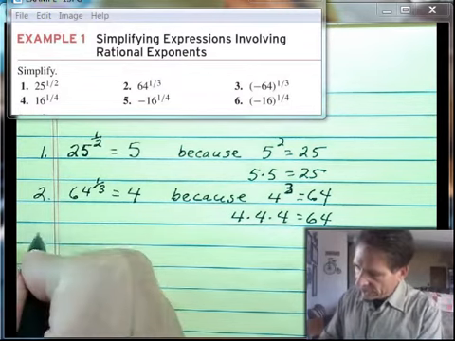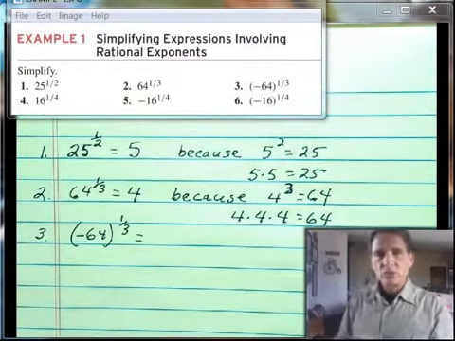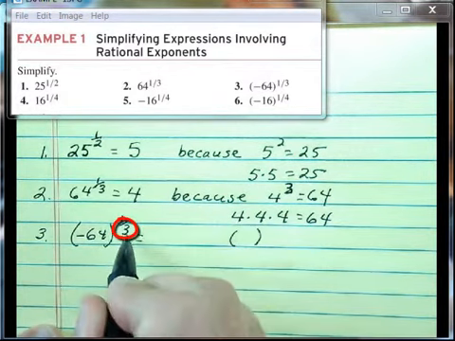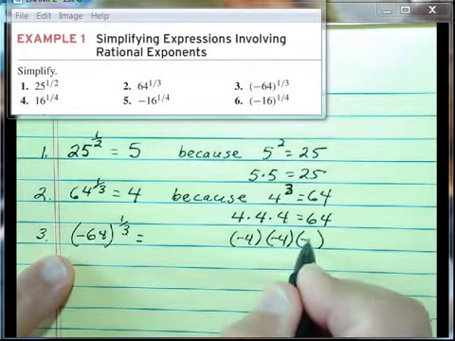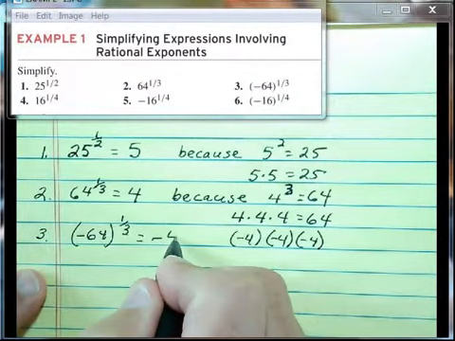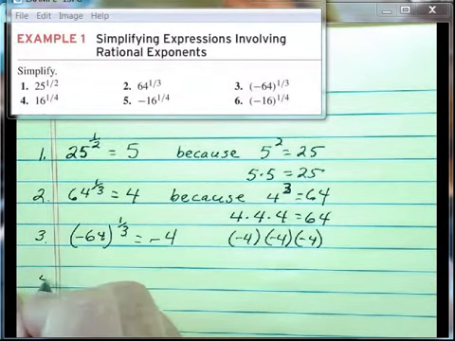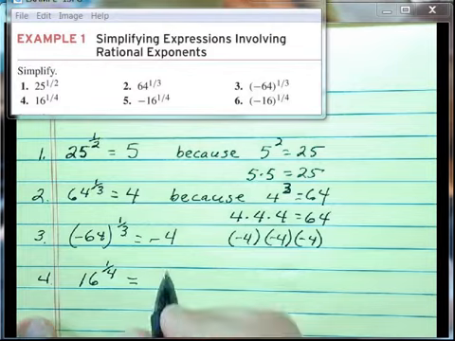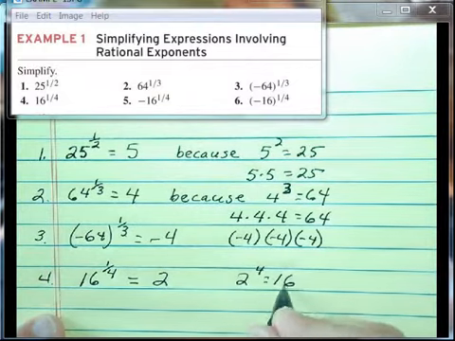If you look at problem number 3, it has a negative number. So it is negative 64 to the 1/3. Can you guess what the answer would be there? Again, we're looking for a number that times itself 3 times is equal to negative 64. Well, that number would be negative 4, because negative 4 times itself 3 times is negative 64. So the answer to that would be negative 4. Number 4, 16 raised to the 1/4, or in other words, the 4th root of 16. Can you guess what it would be? Good, 2. And again, it's because 2 times itself 4 times is equal to 16. Or another way of thinking of it is 2 raised to the 4th is 16.